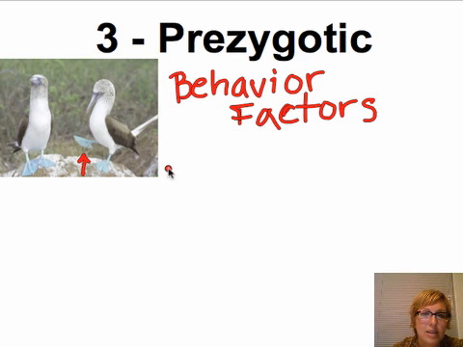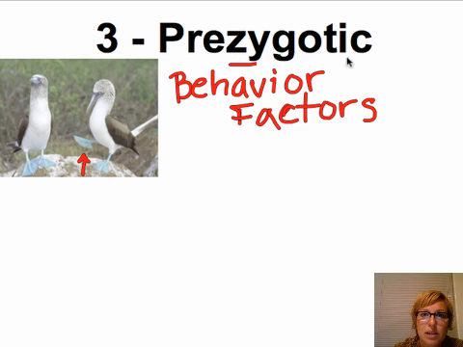Now, there's a lot of different species of boobies, and even closely related species have very unique differences in their mating dances. So if one little thing is off, then the mating's never going to happen.